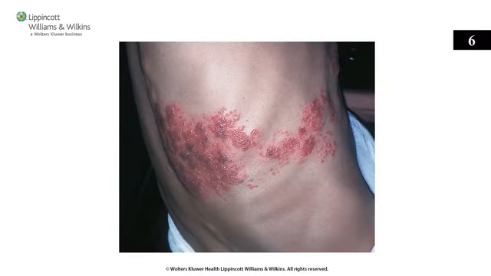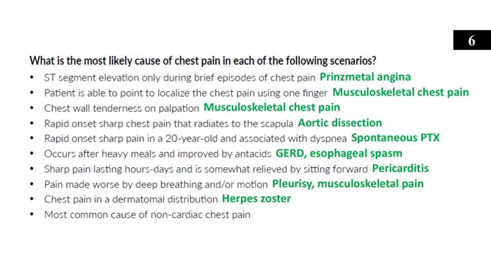And usually you'll see a rash with herpes zoster in that dermatomal distribution. The rash consists of grouped vesicles or small blisters on a red base. And with zoster, pain is a common presenting symptom even before the rash develops, sometimes days before the rash develops. And then finally, the most common cause of non-cardiac chest pain is probably musculoskeletal chest pain. GERD is certainly common too, but musculoskeletal pain is about twice as common.